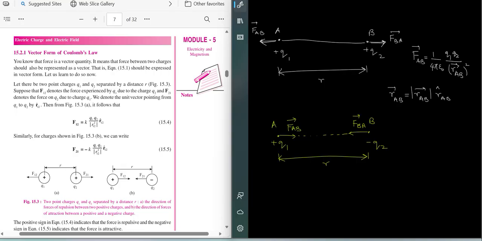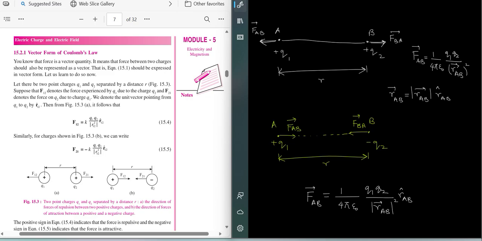So in this notation, the force on A due to B is equal to 1 by 4 pi epsilon 0 q1 q2 upon the square of the magnitude of the vector r AB, multiplied by, it's not actually multiplied, we can say it is, the unit vector r hat AB along that direction, right?